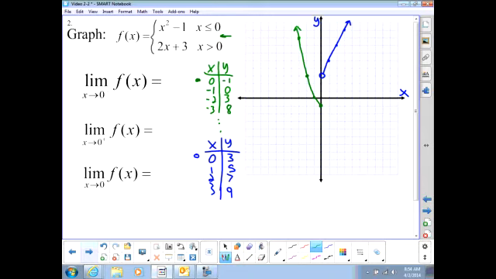Our limit of f of x from the left as x approaches 0. Well, as our x's get close to 0, our y values are getting closer and closer to -1. As x approaches 0 from the right, our y values are getting closer and closer to 3. Because our left-hand limit does not equal our right-hand limit, our overall limit as x approaches 0 of this function does not exist, DNE.